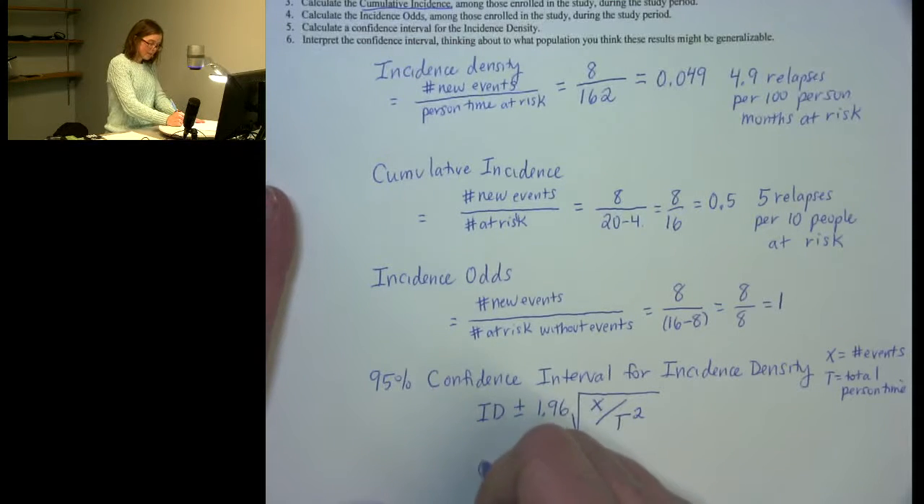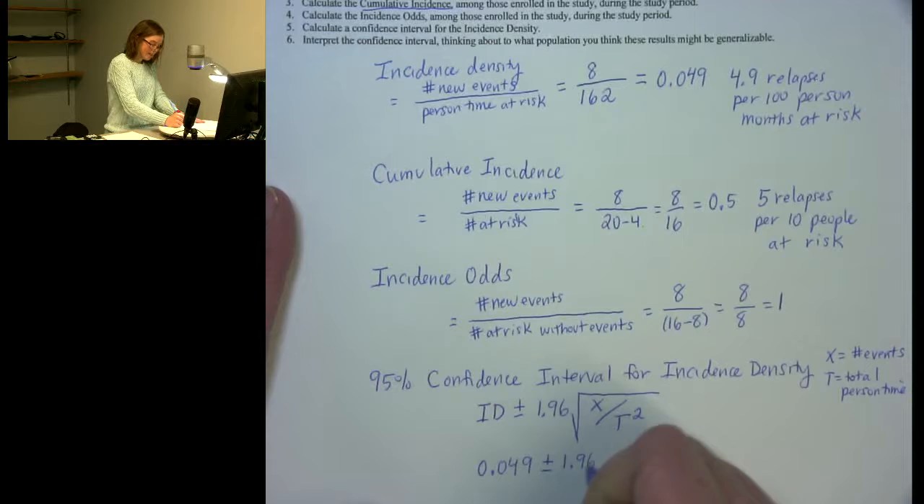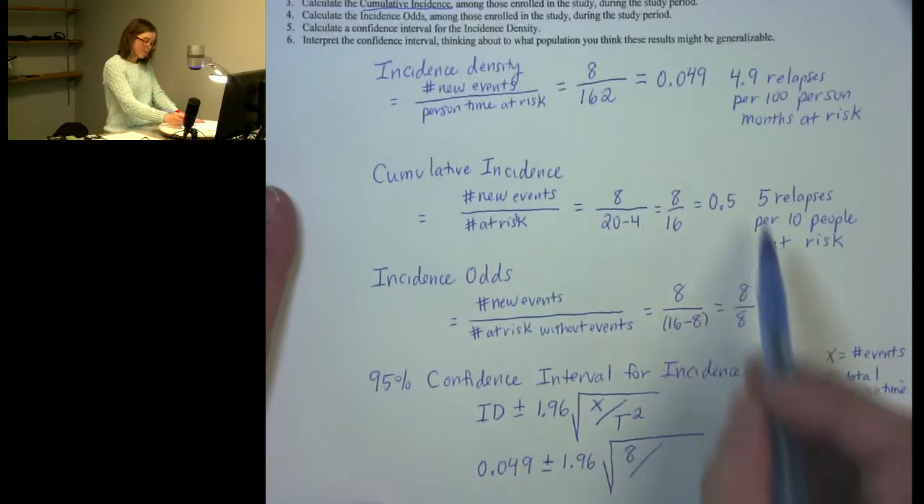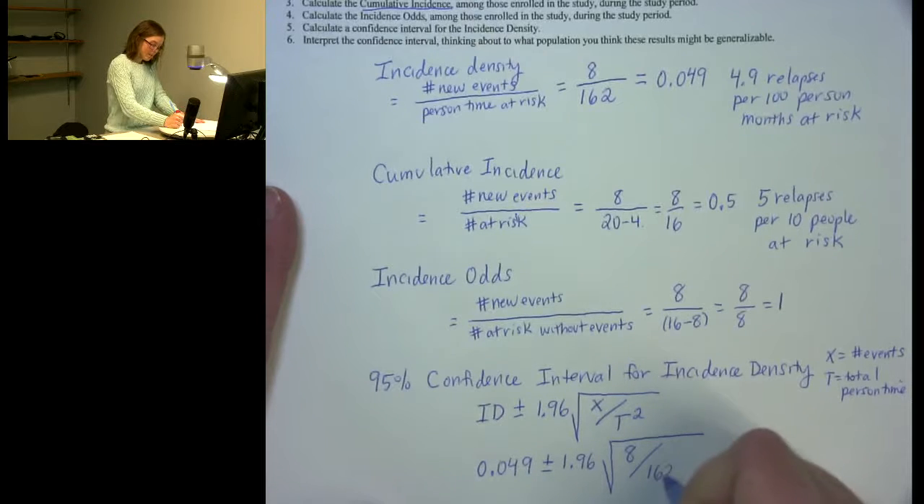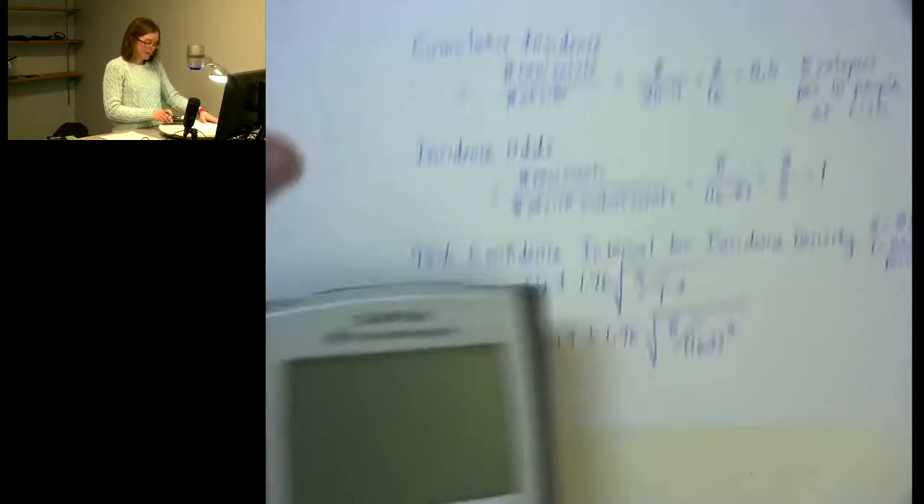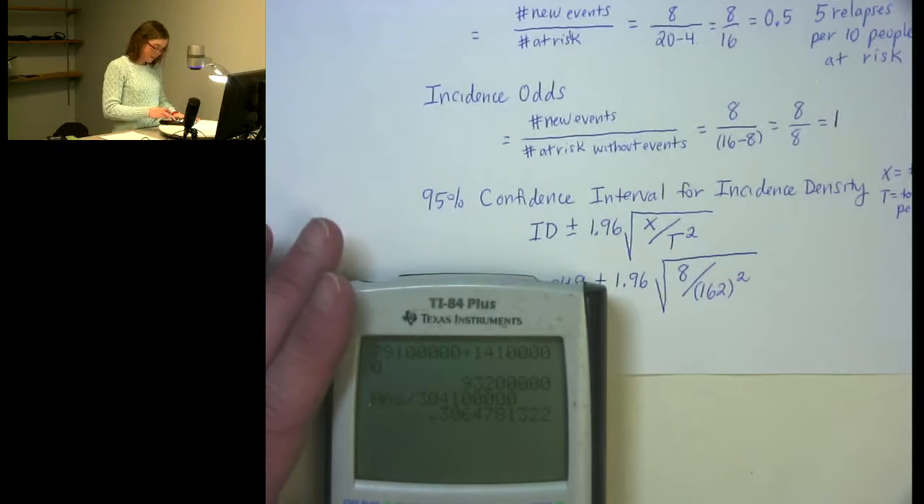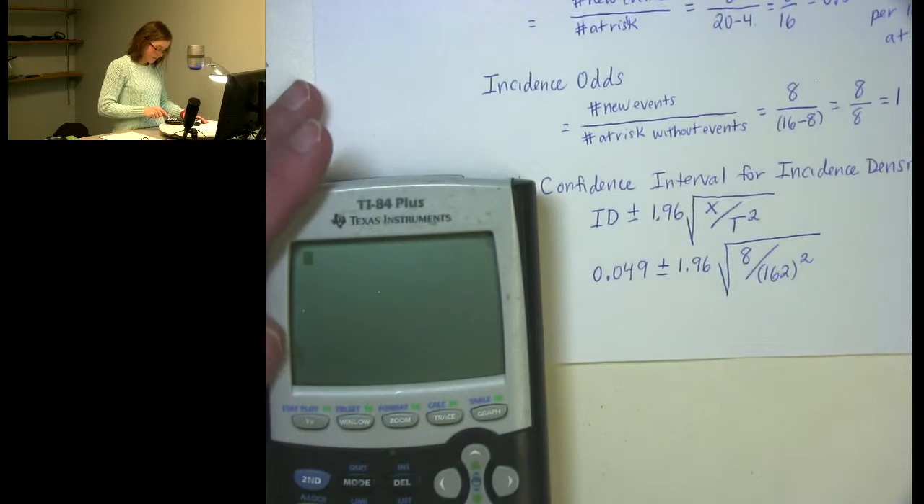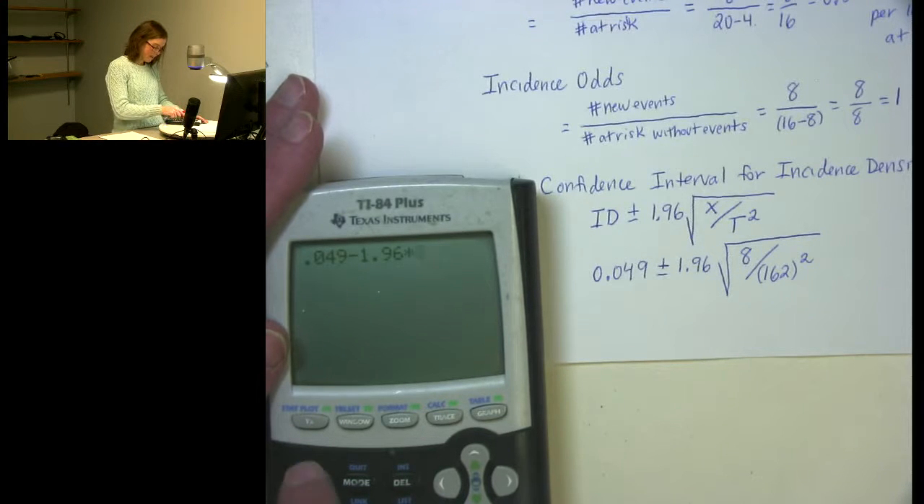So our incidence density was 0.049. We add and subtract 1.96 times the square root of the number of events that were observed, which was 8, divided by the total person time at risk, which was 162, squared. I put that all into my calculator. I've got 0.049 minus 1.96 times the square root of 8 divided by 162 squared.